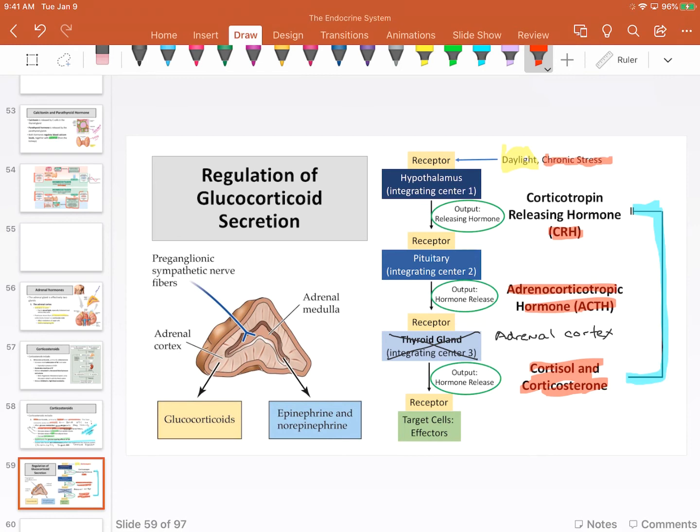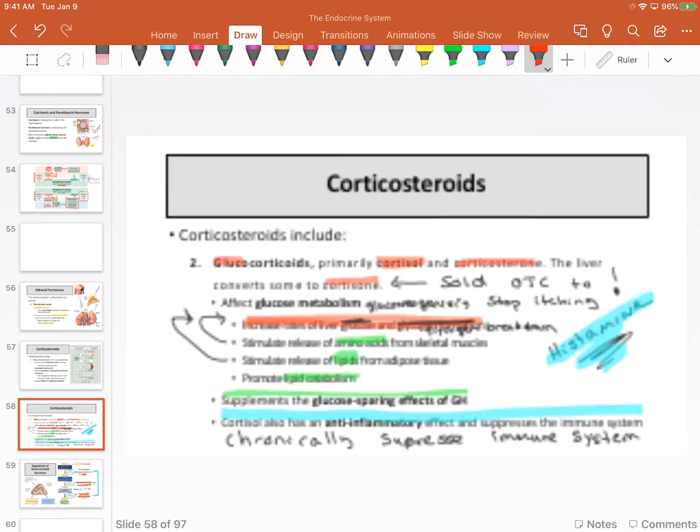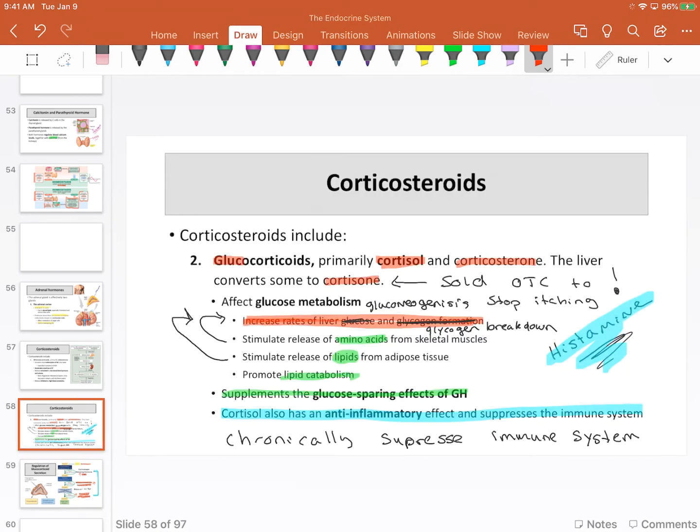And so in these cases, these are going to regulate the release of CRH by increasing how much CRH is being released. And if we have more CRH being released, we have more ACTH being released. And if we have more ACTH being released, we have more cortisone being released. And so cortisol levels will rise in the blood, and all of these lovely effects that we talked about will be amplified and increase in number.